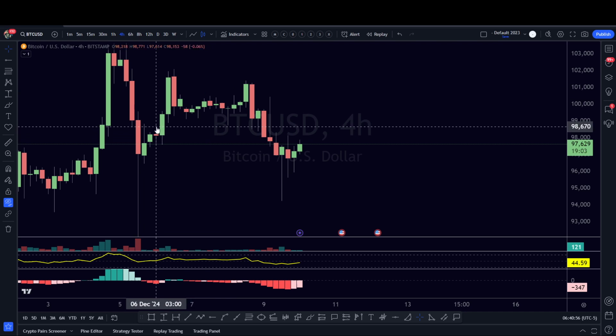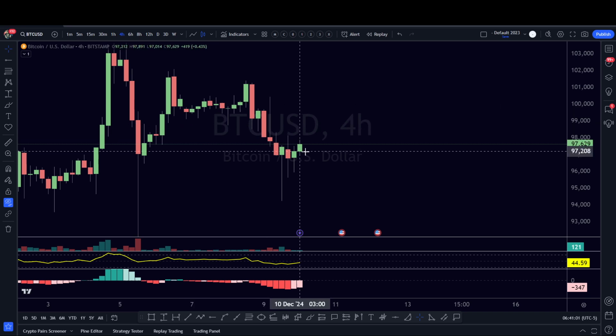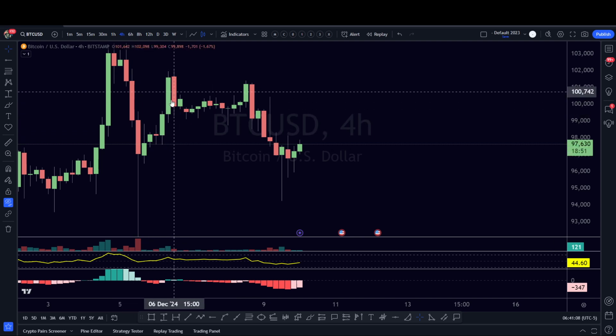And of course, the more candles we have, the better it is. And then these candles would have been even better than this candle, and that's because they're smaller. So coming down, small candle, small candle, small candle. Now it's starting to grow strength. Here was a pretty nice move.